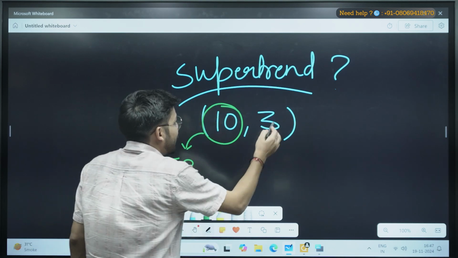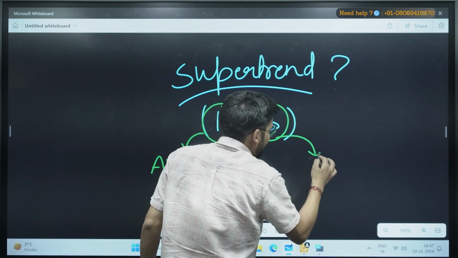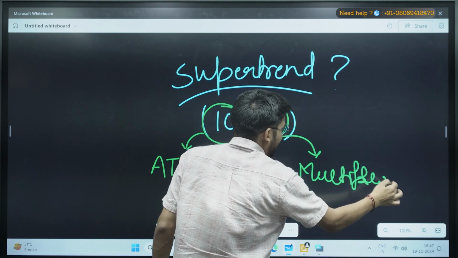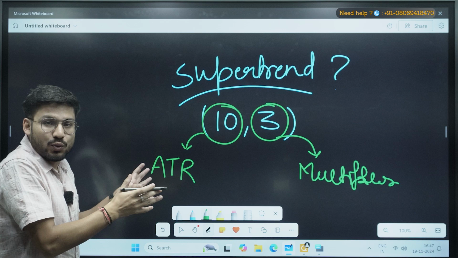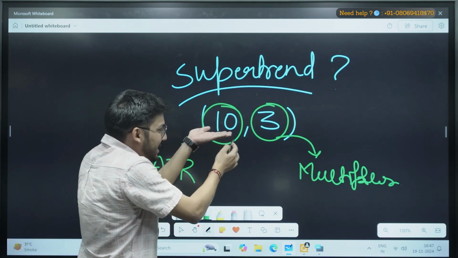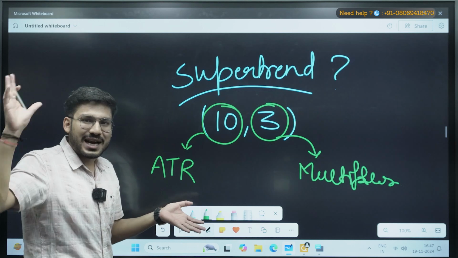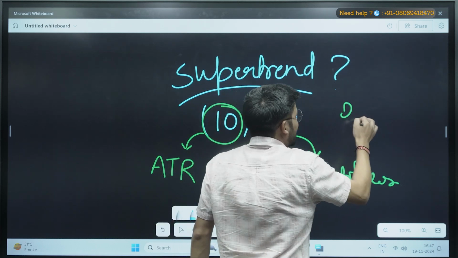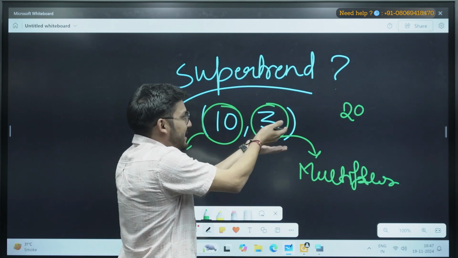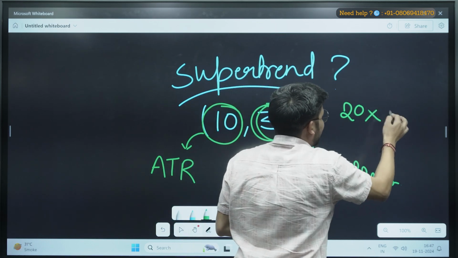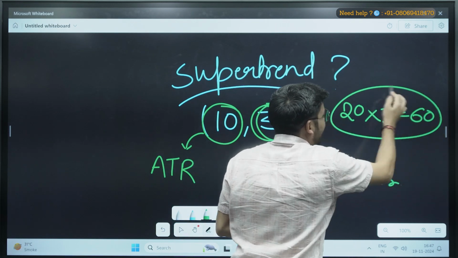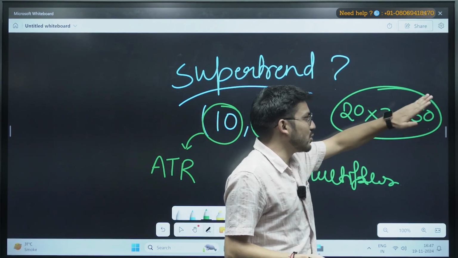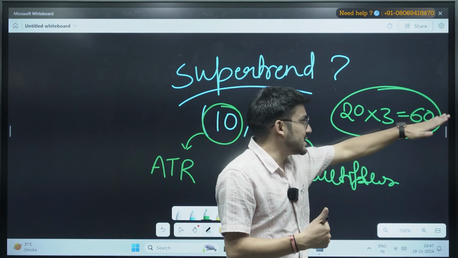When we are using 3 here, it is a multiplier. Whatever value we are getting for the ATR, we will multiply it by 3. For example, if the average true range of the last 10 days was 20, we will multiply this range by 3. So 20 into 3 will be 60 for that particular candle. If it is a 5 minute candle, the Supertrend value for that 5 minute candle will be 60, and likewise for a 1 minute candle.